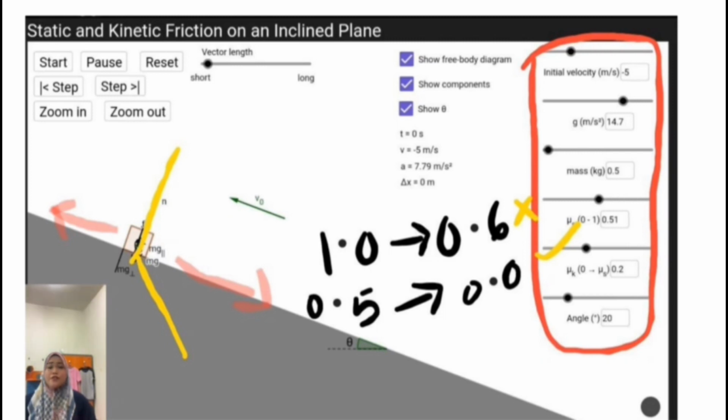From 0.5 until 0.0, the block is moving. So at last, we just have to find all the static and moving blocks using the formula. Thank you.